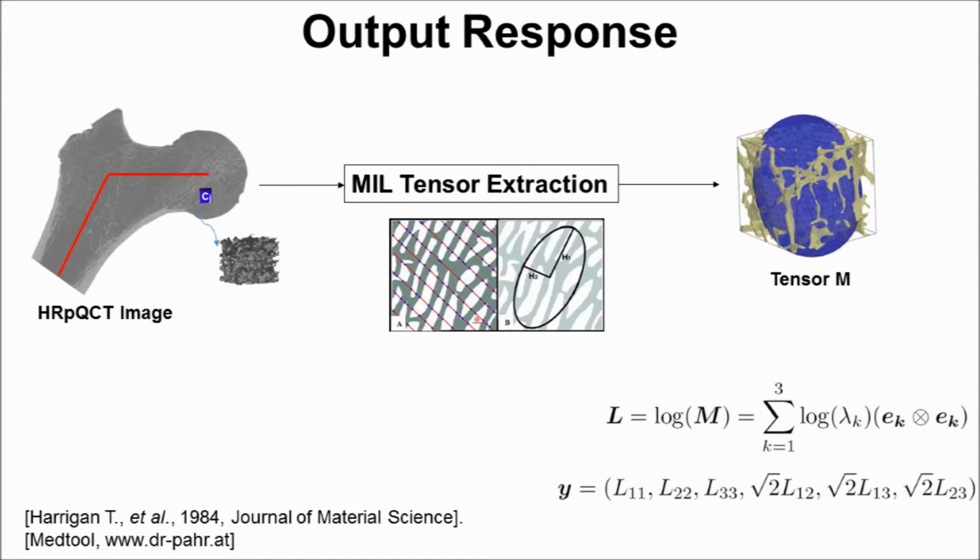The tensors are extracted from the trabecular region using a mean intercept length technique. The tensors lie on a Riemannian manifold. Since Euclidean operations are to be performed, logs of tensors are taken and used.